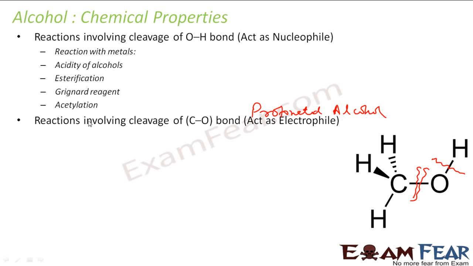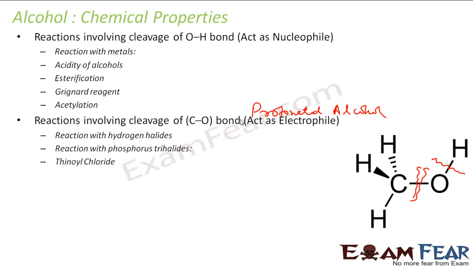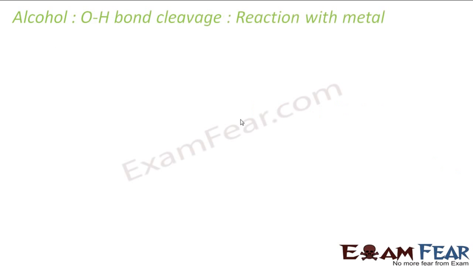Actually it is protonated alcohol. In this case, you will see most of the cases will first form protonated alcohol. And here we'll see reaction with hydrogen halides, phosphorus trihalides, thionyl chloride, dehydration, oxidation. So let's start the first reaction where the O-H bond is cleaved, and here we are talking about the reaction with metals. Here, as we've discussed, my alcohol acts as a nucleophile.